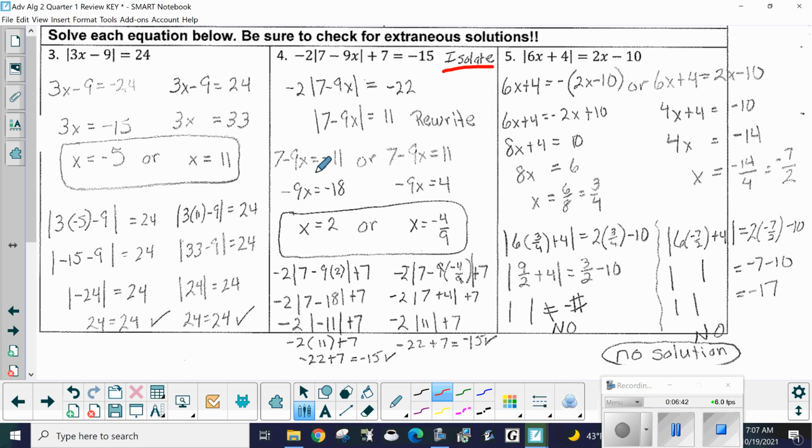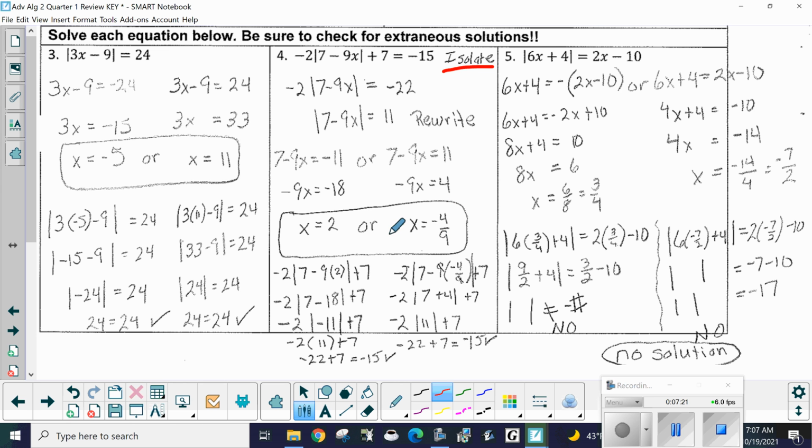First, I subtract 7 from both sides. -9x is equal to -18. Or over here, I'm going to divide both sides by -9. So x is equal to +2. Remember, a negative divided by a negative is a positive. On the right-hand side, again, I'll subtract 7. 11 minus 7 is 4. -9x equals 4. I will divide both sides by -9. Doing that, I wind up with a fraction. Leave it as a fraction, -4/9.